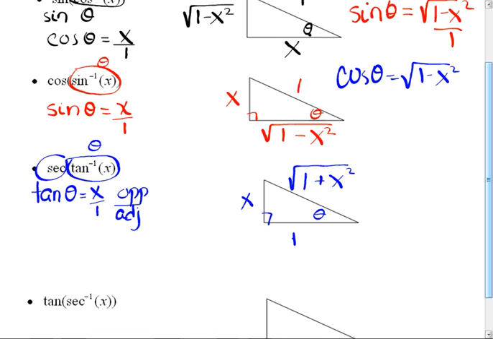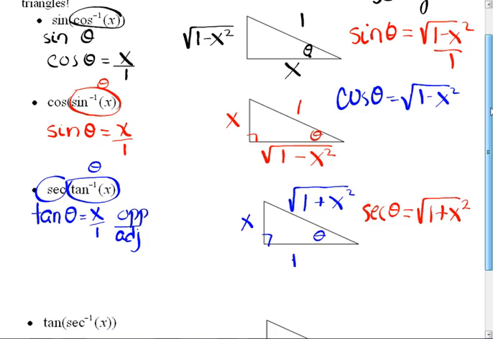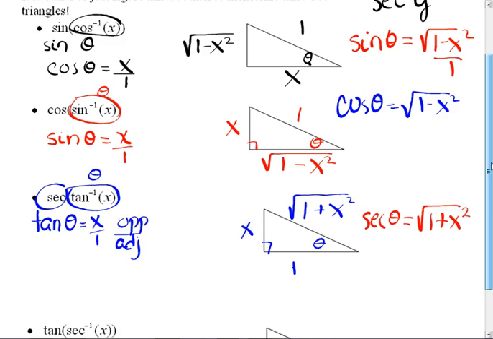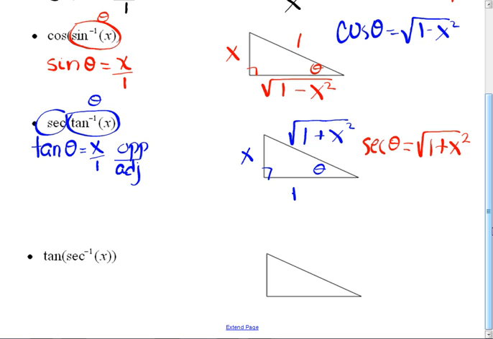I want the secant of my angle. So I want the secant of this angle right here. What's the secant? It's the hypotenuse over the leg. So it's the square root of 1 plus x squared. So when you had the secant squared of y, it was like that. That's why they got those weird answers. And I said, don't worry about it yet.